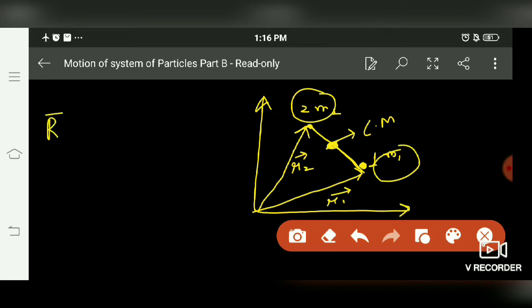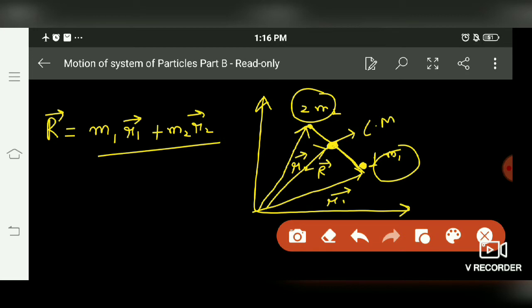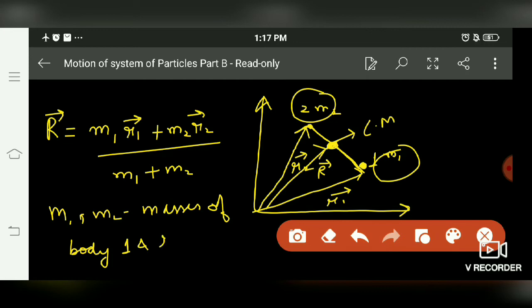So the position vector r vector for the center of mass is nothing but m1 r1 vector plus m2 r2 vector, whole divided by m1 plus m2, where m1 and m2 are the masses of bodies 1 and 2, and r1 and r2 are their position vectors.